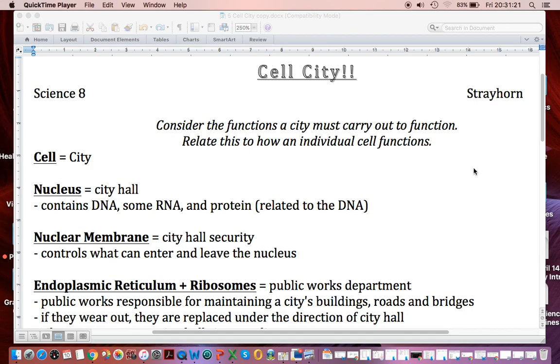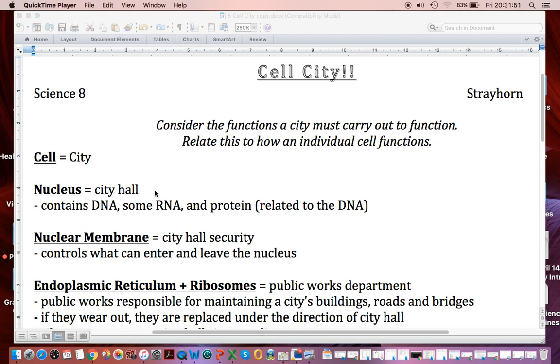You have a sheet called Cell City, and we're going to go over that right now. The names of cell structures or organelles are often quite confusing to students. And in order to remember their function more easily, we like to compare it to the function of things in a city. So the first thing you can see is, okay, we've got the cell here, and that would equate to a city. Then it says we have a cell structure called the nucleus, and that's like City Hall.